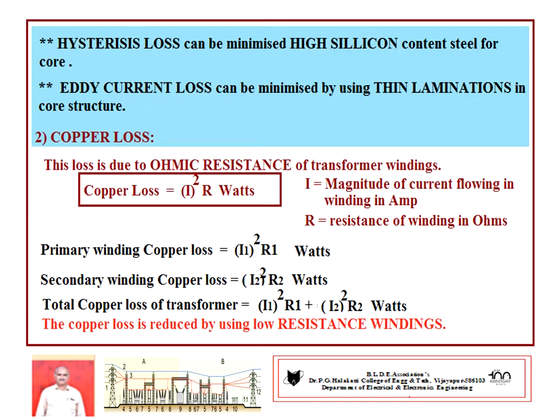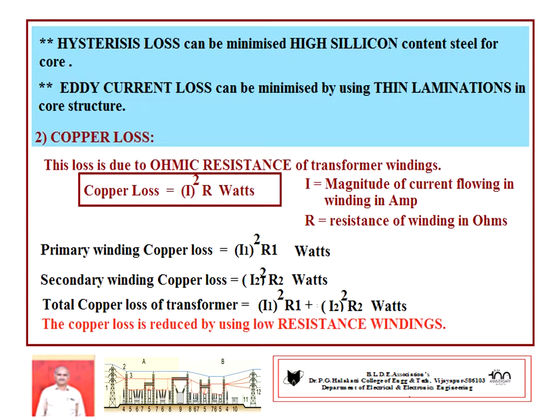Then the second loss is known as copper loss. In general, copper loss is due to the ohmic resistance of the windings. Usually windings are made of copper. Wherever we are using a coil, wherever there are windings, there must be some loss. That winding loss is referred to as copper loss. So, copper loss is in general I square R watts, where R is the resistance of the winding and I is the current flowing through the winding.